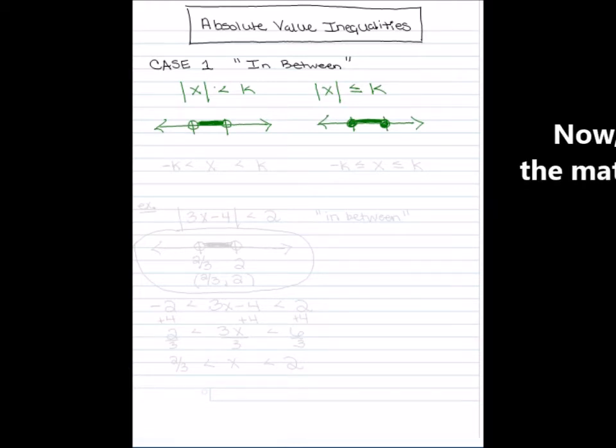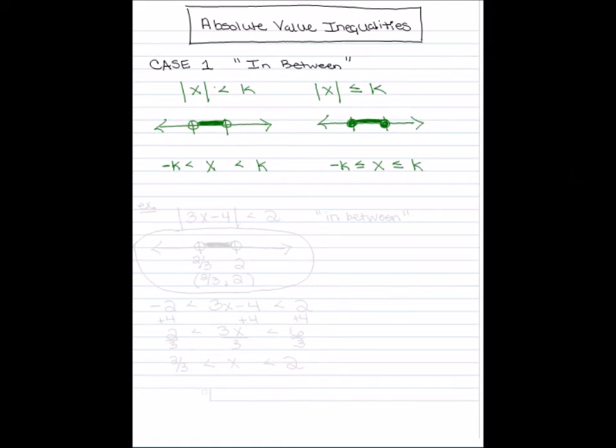So I need to go through and figure out what the math is going to be in order to figure out what the values are on the number line. I take the value that's inside the absolute value and I put it in between a negative k and a positive k. Likewise with the less than or equal to, I take the value that's in the absolute value, which is x, and then I put it in between negative k and positive k. But on this side, I have less than or equal to for my inequalities. So this is the generic form.